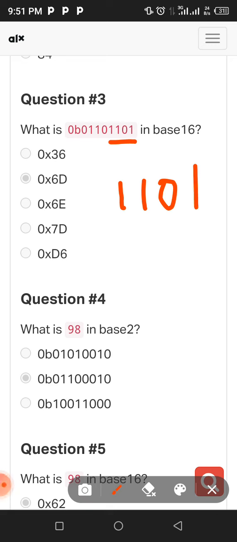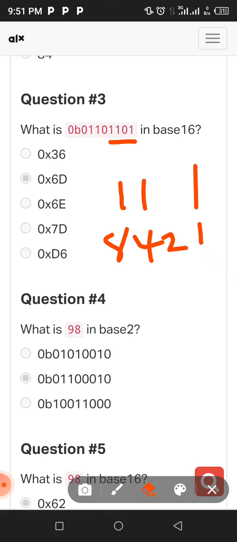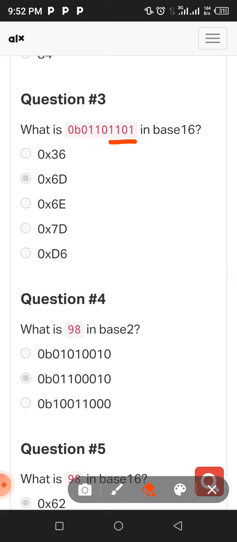So 1101, that should be what in decimal? So this is 1, 2, 4, and this 8. The 2 is rubbed off because it comes with 0, so it's meaningless. So what we have there is 1 plus 4 plus 8. 1 plus 4 plus 8, that should be 13. So we have 13, which is the first number. That's for this first part.